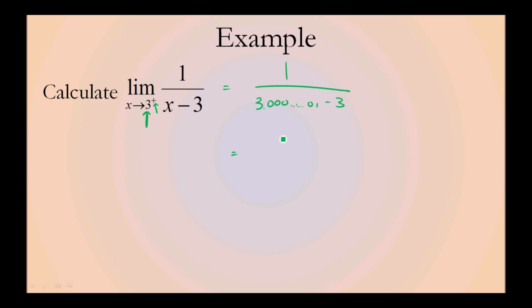Therefore, we get 1 over a tiny positive number, an infinitely tiny positive number, and 1 divided by an infinitely small positive number gives us infinity. So the limit of 1 divided by x minus 3 as x approaches 3 from the right is equal to infinity.